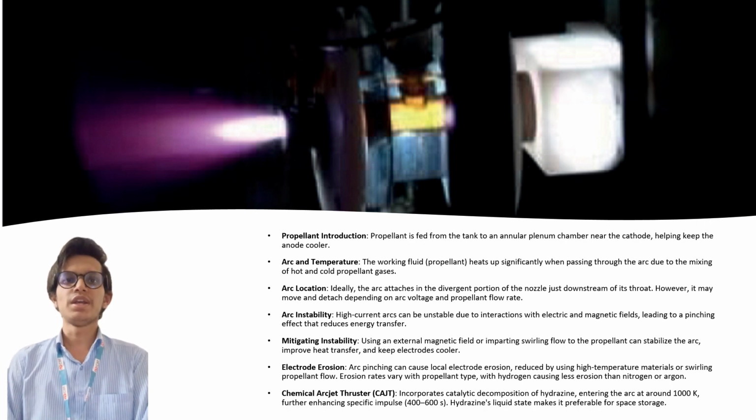The working fluid heats up significantly when passing through the arc, and ideally, the arc attaches in the divergent portion of the nozzle. However, high current arcs can be unstable, leading to arc instability and electrode erosion. Mitigating strategies involve external magnetic fields and swirling propellant flow. The chemical arc jet thrusters (CAJT) introduces catalytic decomposition of hydrazine, enhancing the specific impulse and utilizing hydrazine's liquid state for space storage.